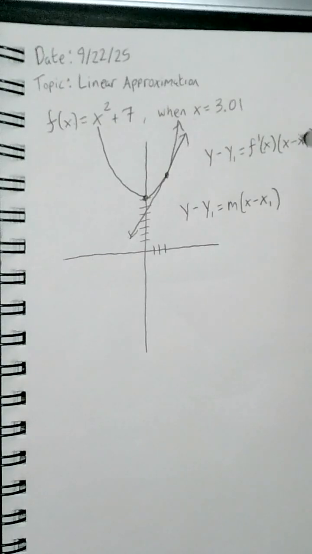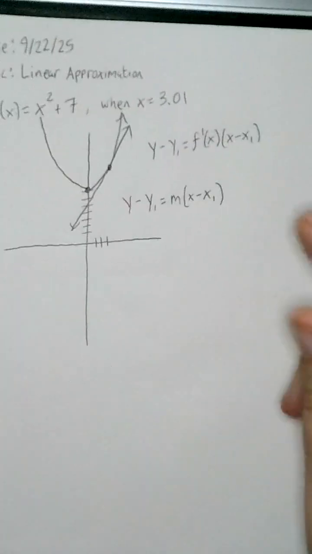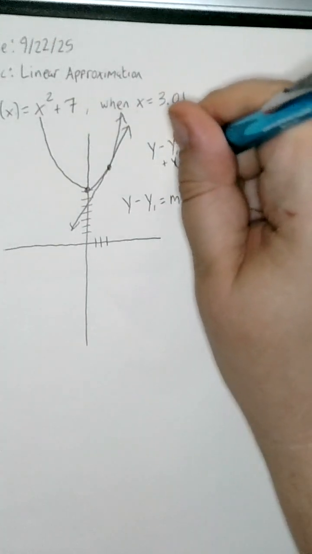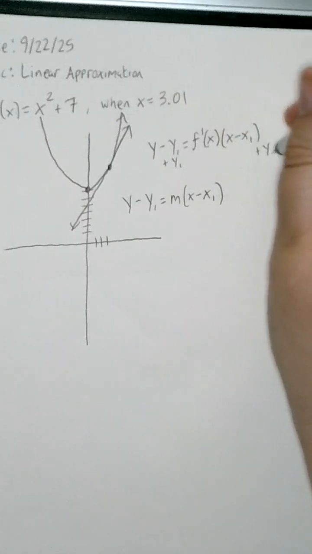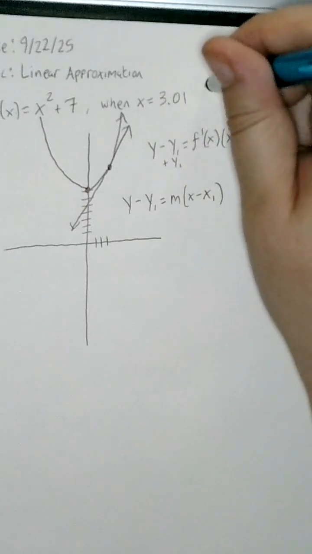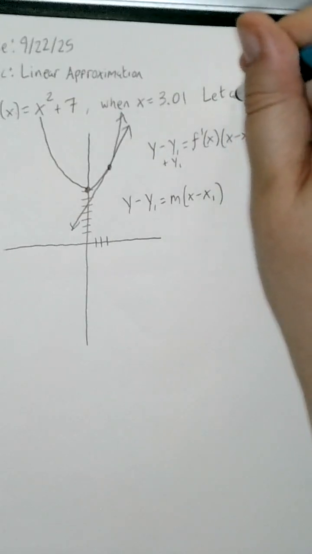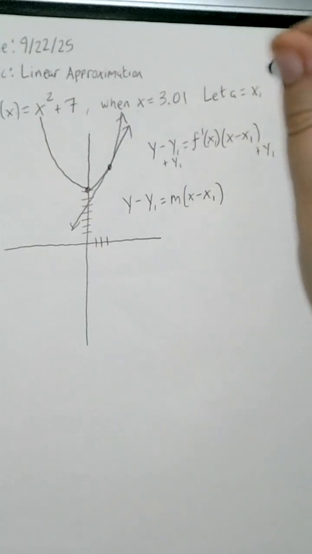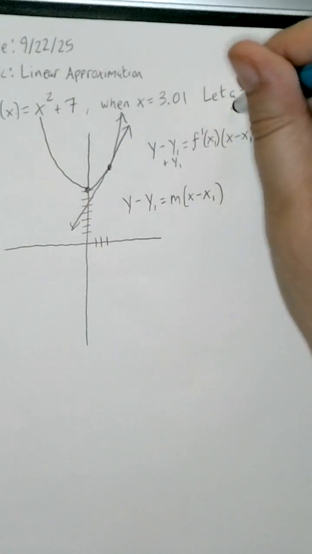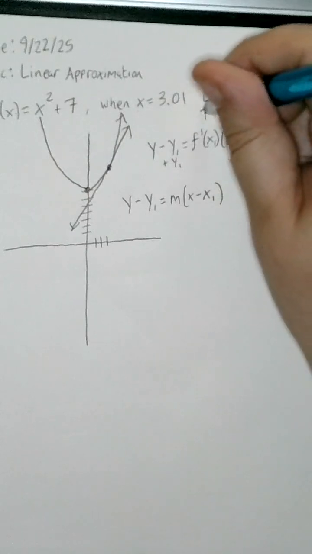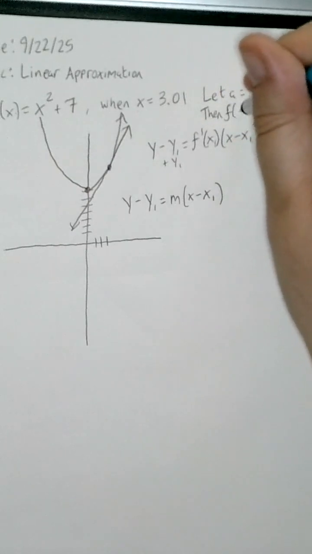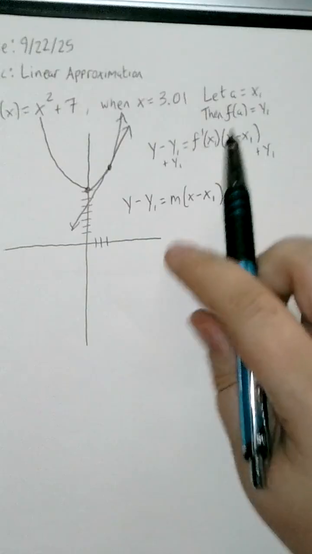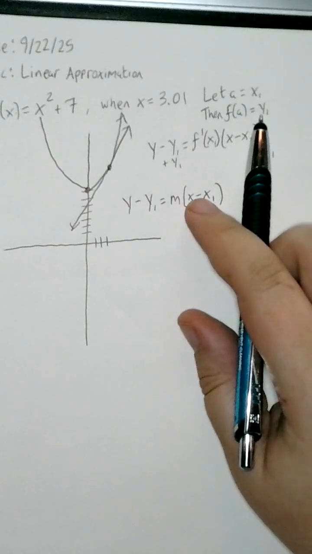Or what I'm gonna let x1 also be called a. So from here, I'm gonna add y1 to both sides, and I'm going to give it a new name. So let a equal x1, and then f of a equals y1, right? Because remember, f of a is just a fancy way of saying y.